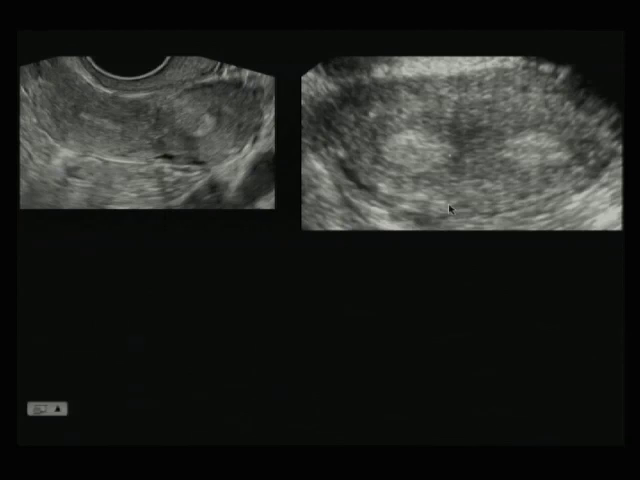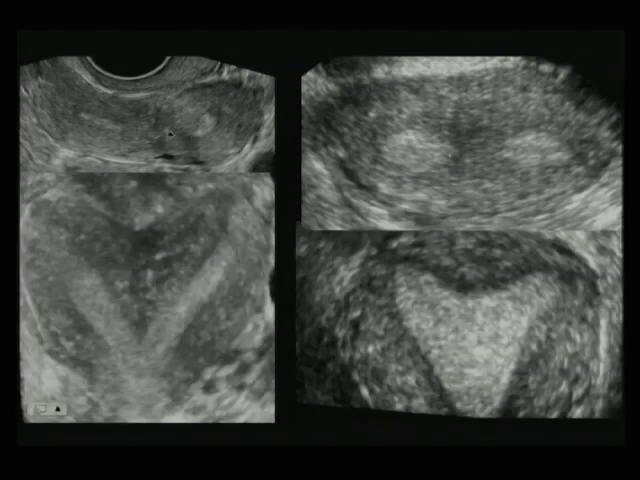Well, let's look at two other uteri. These are again uteri where the cavity is divided into two by a tongue of myometrium. Are they the same? The answer is absolutely not. Here is an arcuate uterus, again a very mild finding, considered a normal variant.